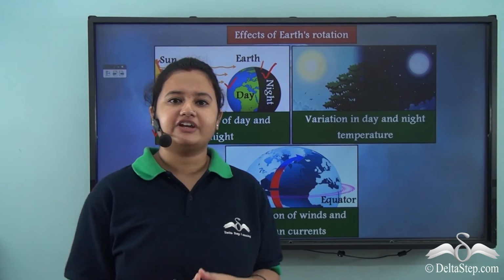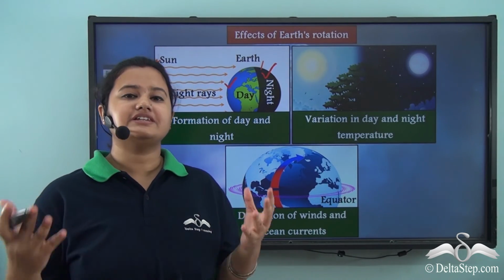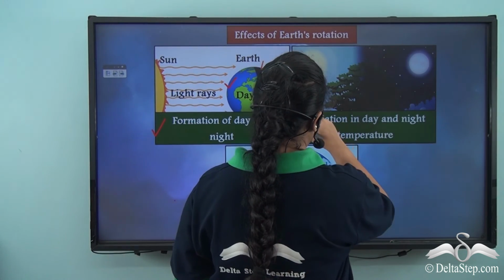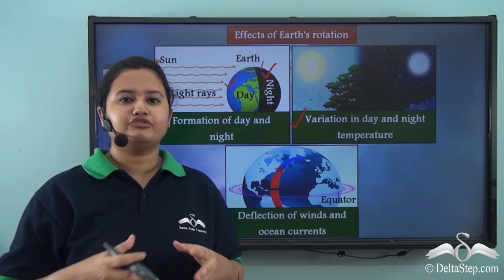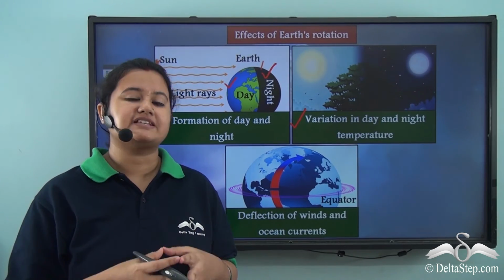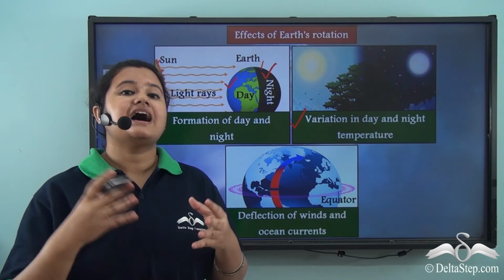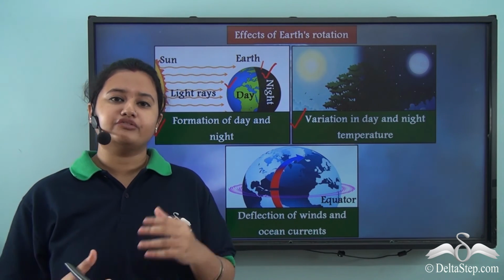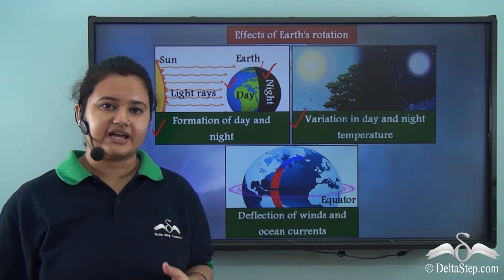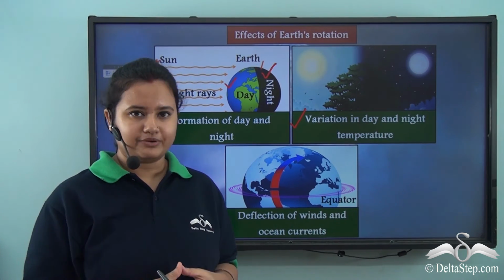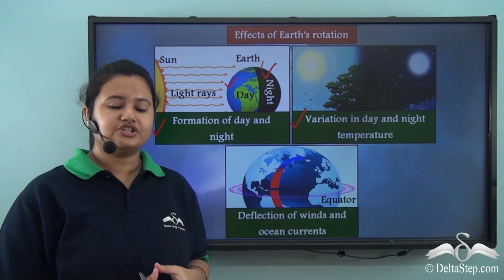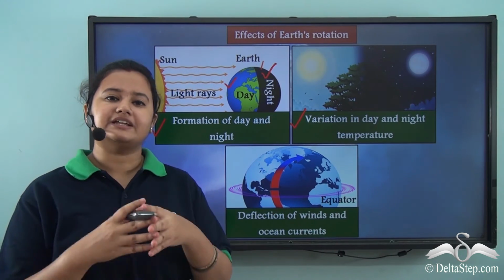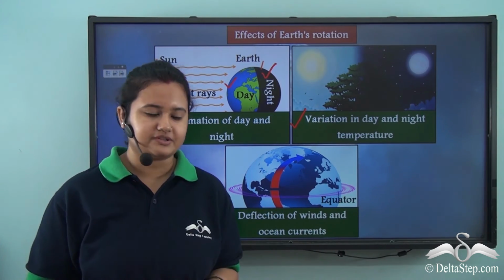The second effect of Earth's rotation that we discussed is variation in day and night temperature. So the part of the earth that faces the sun experiences day and has high temperature, while the part of the earth that is turned away from the sun experiences night and has low temperature. So due to Earth's rotation, different places on earth experience variation in day and night temperatures.